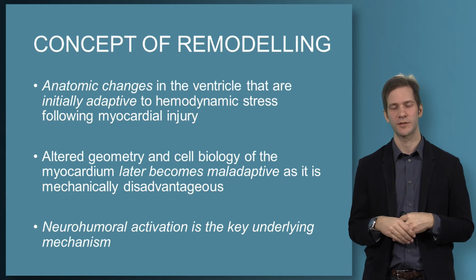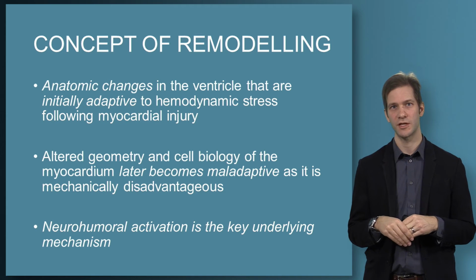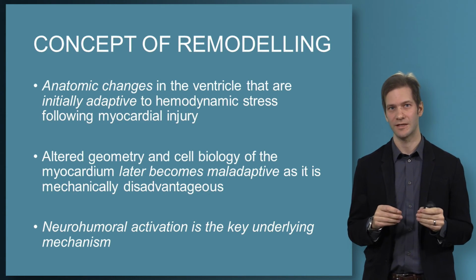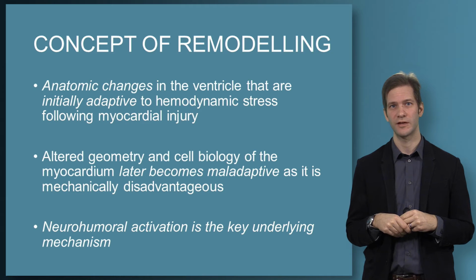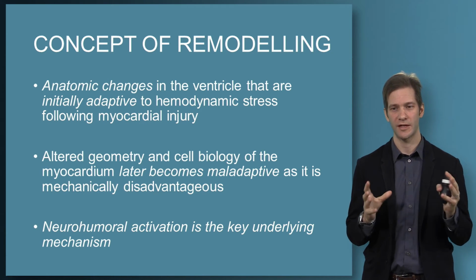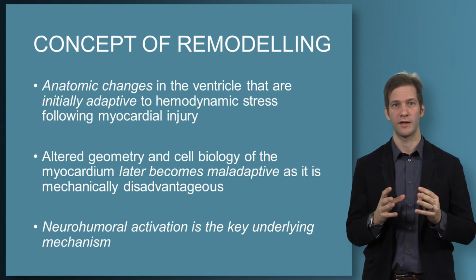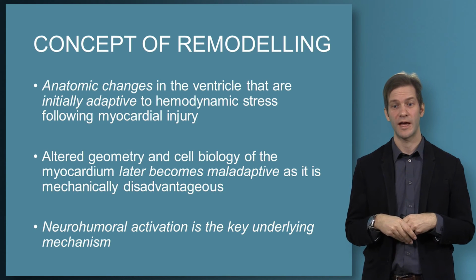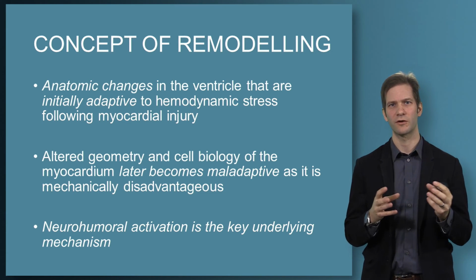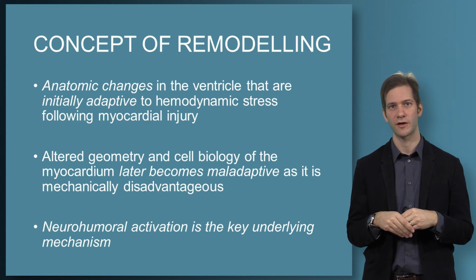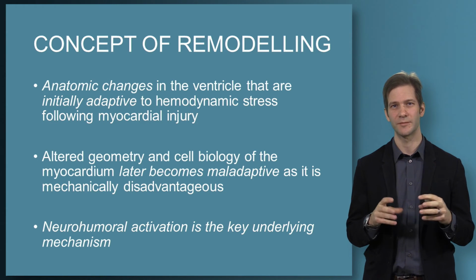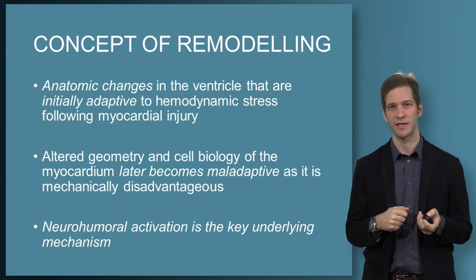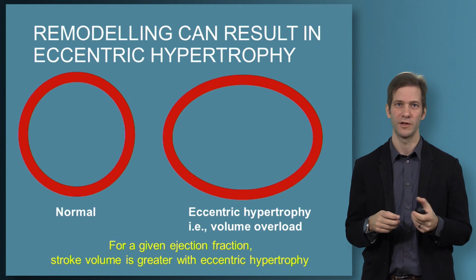And this is an important concept. I mentioned remodeling in the pathophysiologic scheme earlier, but what remodeling specifically is, is anatomic changes in the ventricle that are initially adaptive to hemodynamic stress following injury. So they're anatomic changes, and neurohormonal activation is the key underlying mechanism. So as those neurohormonal axes get upregulated, you get a remodeled, anatomically changed ventricle to try and compensate. Unfortunately, over time, that altered geometry in cell biology becomes maladaptive, and it's mechanically disadvantageous, and I'll show you an example of what that looks like.